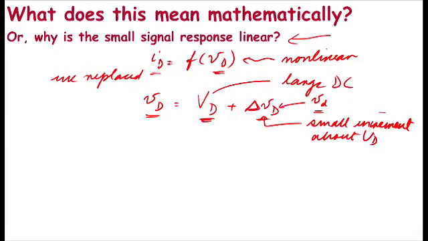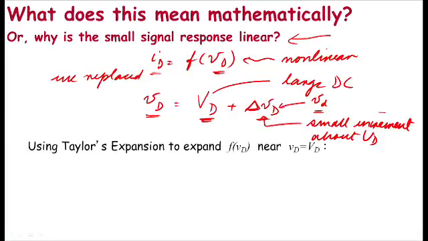When you see signals that are a constant value and you're looking to observe changes about that small value, what mathematical technique comes to mind? Well, Taylor's series comes to mind, and I'm going to use Taylor's expansion to expand f of VD about the point capital VD. I'm trying to figure out how the function behaves for a small increment about some DC value VD. So Taylor series is a natural mathematical tool to use in this situation to look at what my small signal response, or small incremental response, is going to be about the point capital VD.